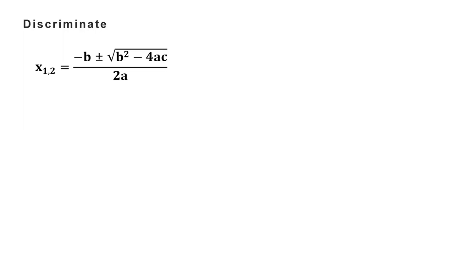For example, if this b squared minus 4ac is negative, then there are going to be no real solutions, since you can't take the square root of a negative number and still get a real number. And it works the other way as well. If you have no real solutions for a quadratic equation, then this expression b squared minus 4ac will be negative.